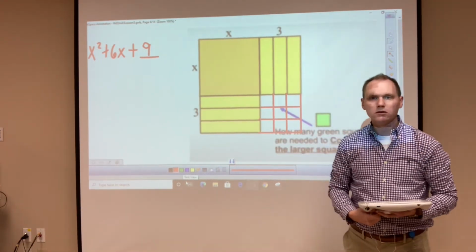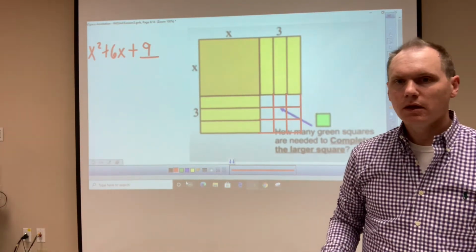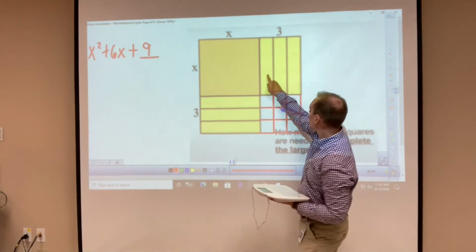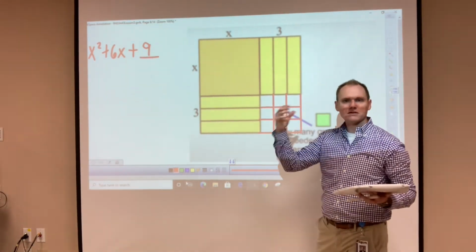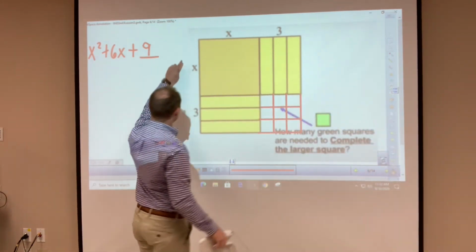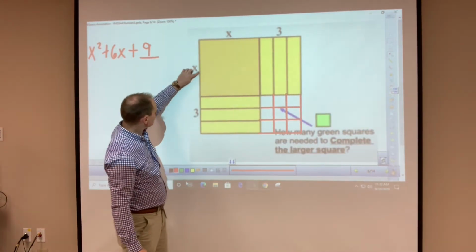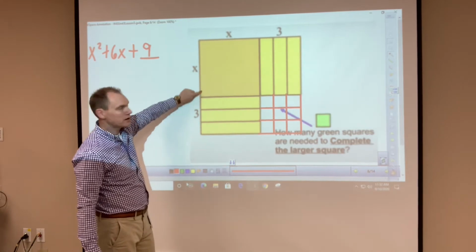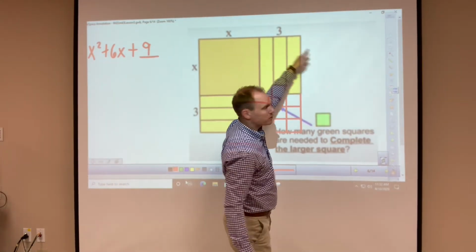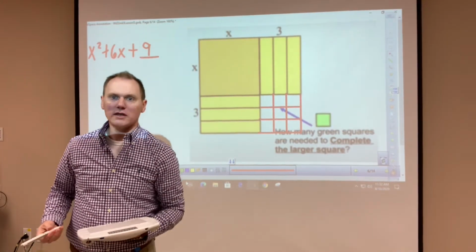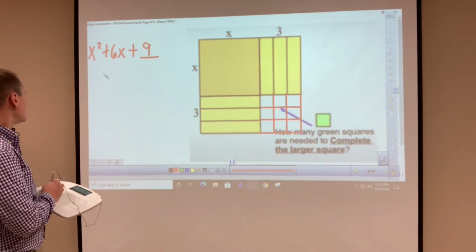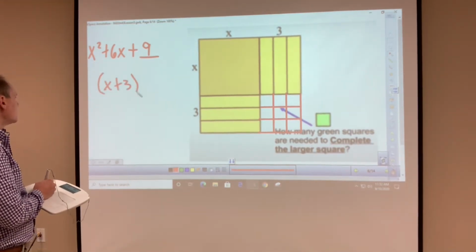Well, what's the area of the square now? Instead of thinking about it as a bunch of individual areas, what's the area of the entire thing? Well, what's this whole side length here? x plus 3 is this whole length. Across the top, x plus 3. So we have a square of side length x plus 3. So the area is (x plus 3) squared.